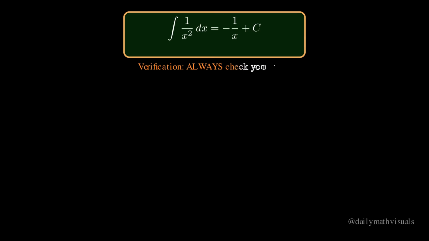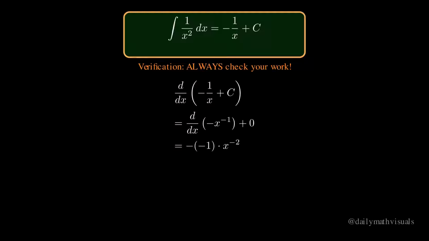But how do we know this is correct? We verify by taking the derivative. If we differentiate our answer, we should get back the original function. Let's take the derivative of negative 1 over x plus c, rewriting as negative x to the negative 1 plus the derivative of a constant, which is 0. Using the power rule for derivatives, bring down the exponent negative 1 and reduce the power by 1. The negatives cancel, and we get x to the negative 2, which is 1 over x squared. That's exactly our original function.